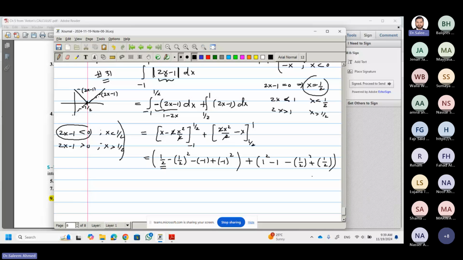Half plus half is 1, right? This 1 minus 1 cancelled, but this 1 is plus. This is 2. Agree? So this will become 2 and 1. Half plus half is 1. So 2 plus 1 is 3. And this is minus 1 by 4. 3 minus 1 by 4 you will get. You can put it in the calculator. So 11 by 4 is the answer. Check it in the calculator.